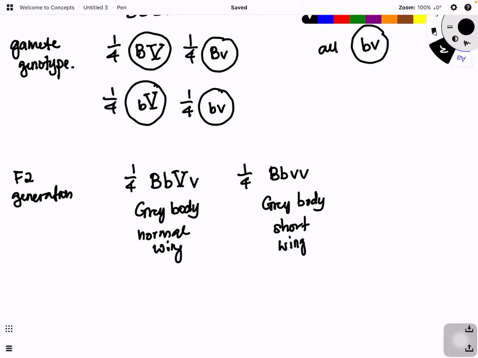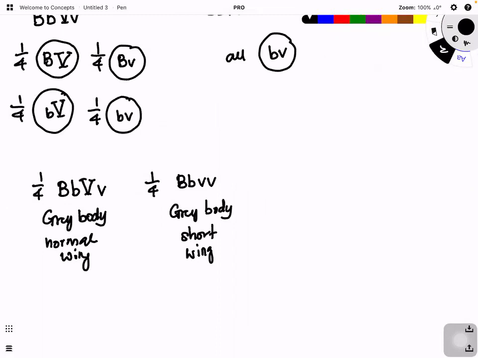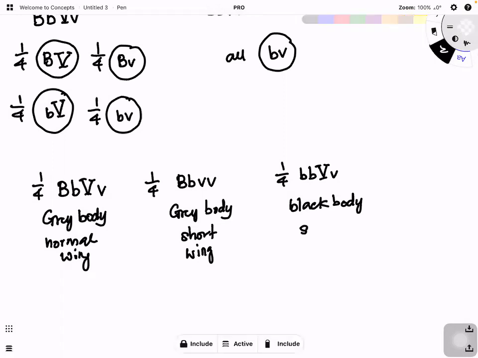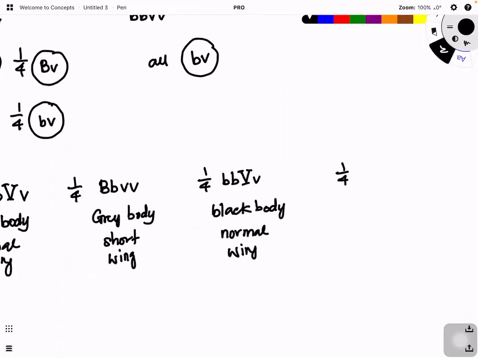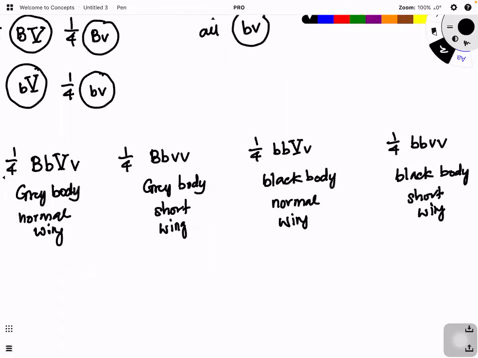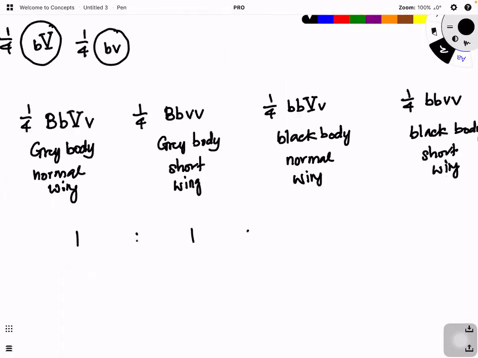Then if I take this, we have small b, big V, small b, small v. So this one also has 1/4 chance, but this one I'm going to get black body, normal wing. Correct or not? And then if I cross the last one, I'm going to have 1/4 small b, small b, small v, small v. I'm going to get black body, short wing. And in terms of ratio, you can see that it's 1 to 1 to 1 to 1. Correct.